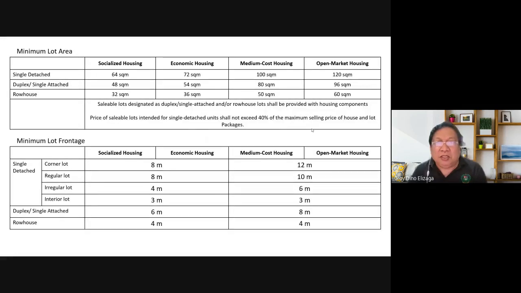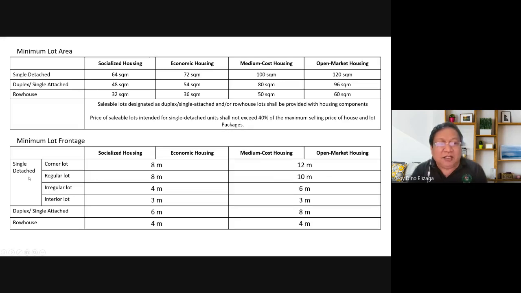So here's what I mean. There's a minimum lot area for each type of housing, depending on the class of housing. For single detached, it's 120 square meters. For duplex or single attached, it's 96 square meters for open market. And then row house is 60 square meters. There are some notes here, but you can just read them later.